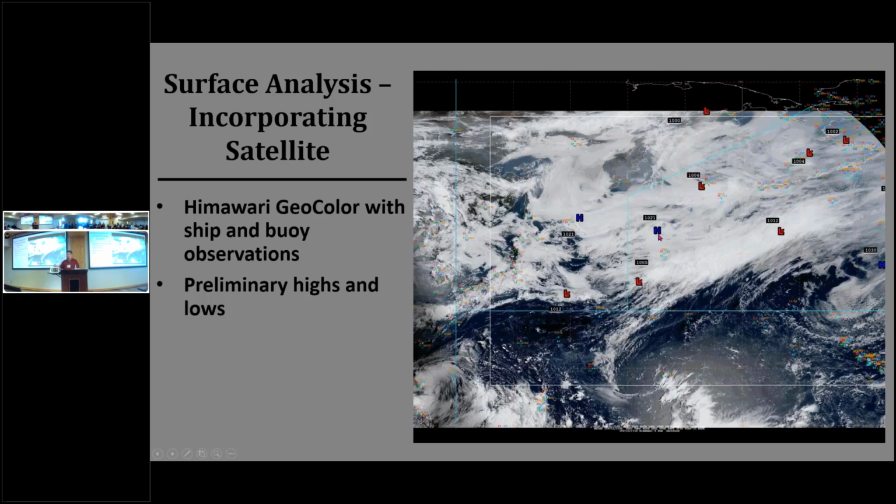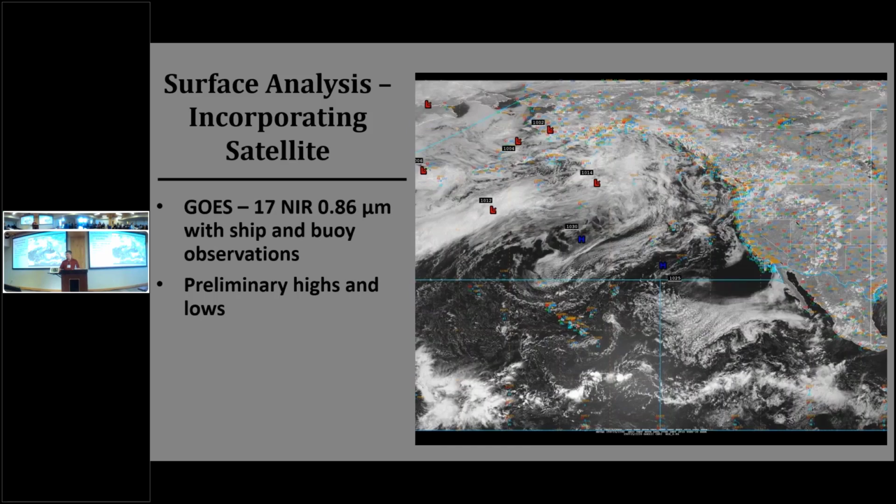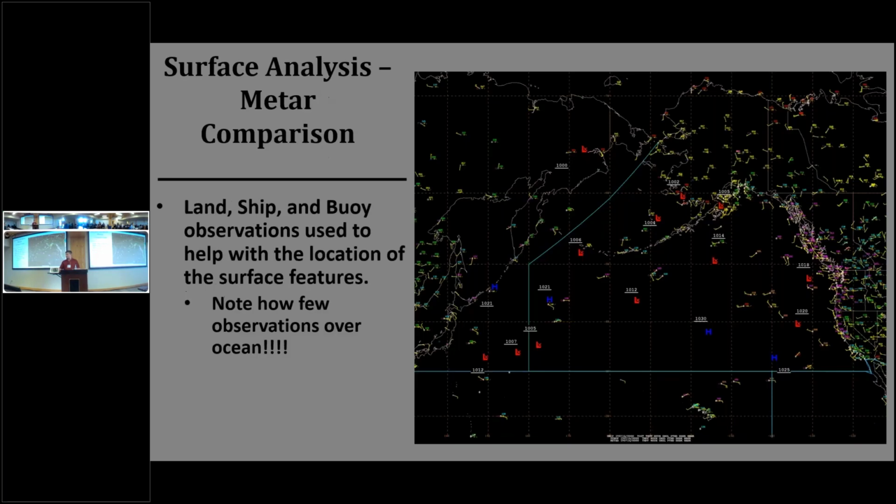Then from there, in this case, I pulled up the Himawari geocolor, thanks to Steve Miller's work on getting that to us. And again, we're now adjusting the preliminary highs and lows. This is just a quick, I pulled the 0.86. We find that to be pretty useful in the daytime for the ocean areas. Again, matching up features in the Eastern Pacific. And I really think this is a slide that can say 1,000 words if I just be quiet for the rest of the time.